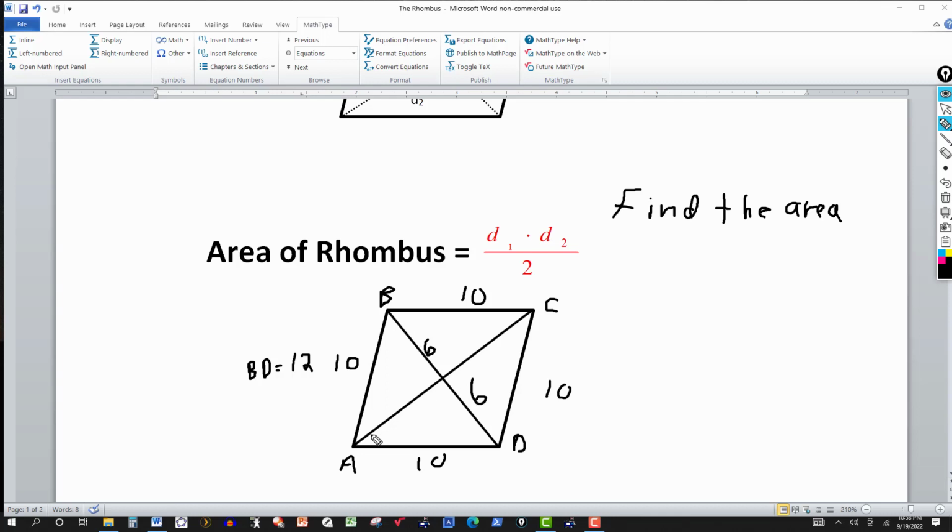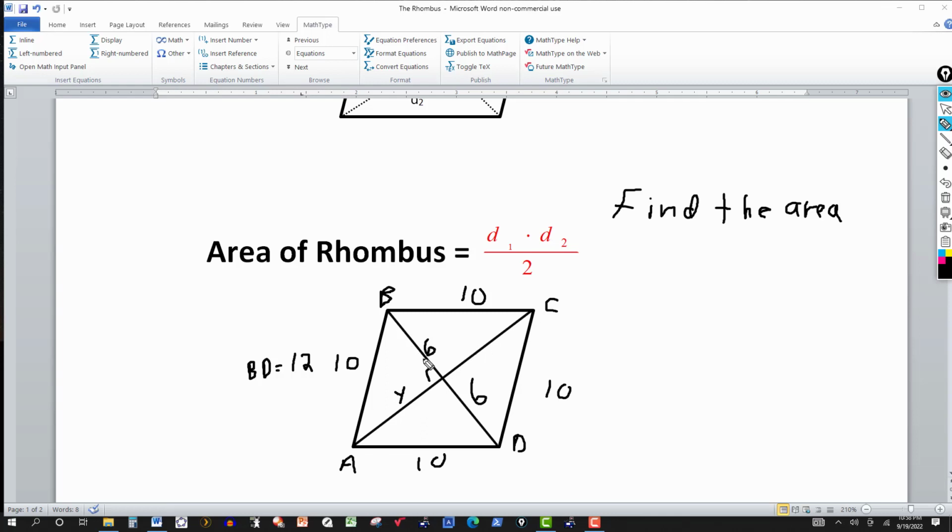Now I need to find AC. I know the length of BD to be 12, and I need the length of AC. Remember, these are right triangles here. So I've got a right triangle right here, A, this point here to B. So let's call this Y right here. If I can find the value of Y, that's this segment from A to this intersection point, I just double that, and that gives me AC, which would be the second diagonal.